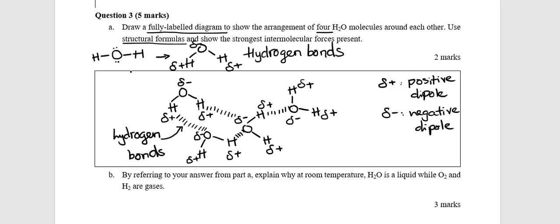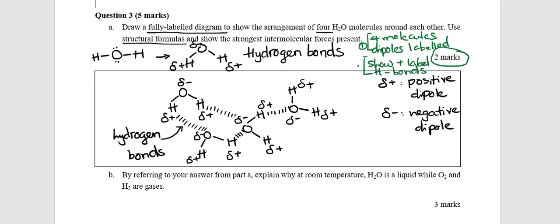So for 2 marks, I need to have the 4 molecules. I need to label the dipoles. You need to also show and label hydrogen bond. So that's what you need to do for 2 marks. You can think of the first 2 things to be part of the first mark. So it's when you get the molecule set up, and the second mark has to do with your intermolecular forces.